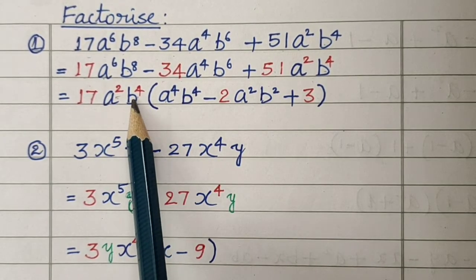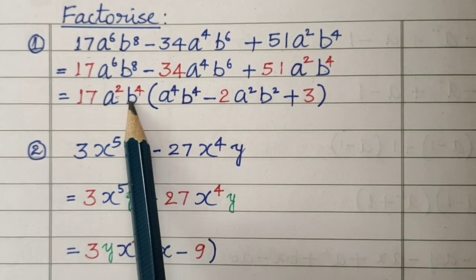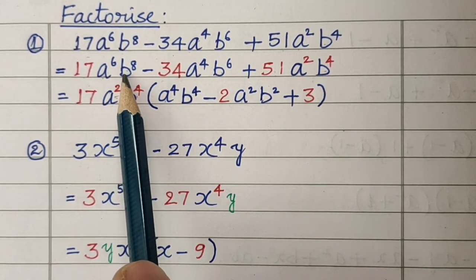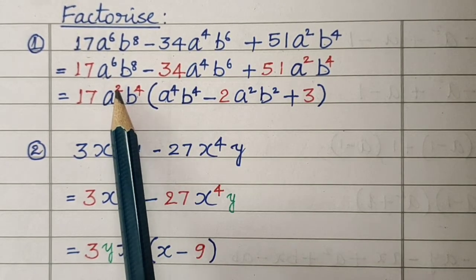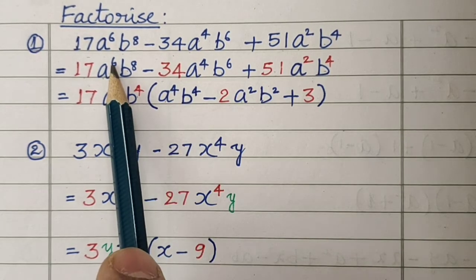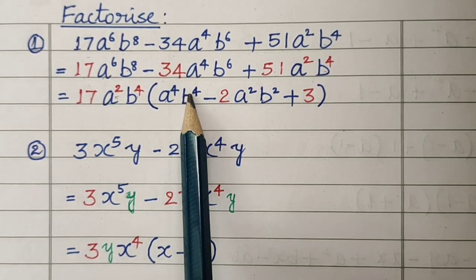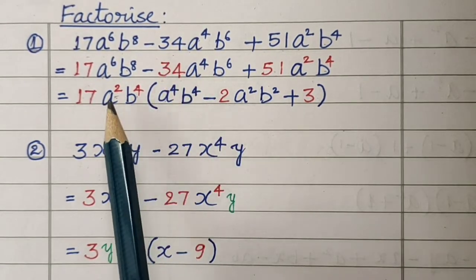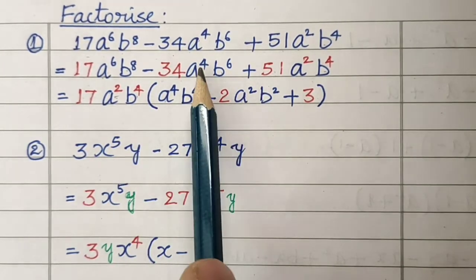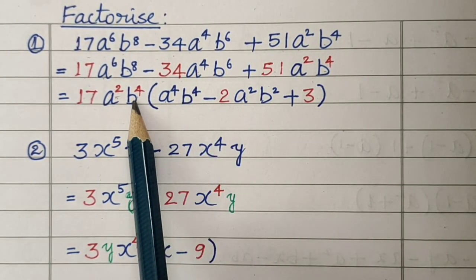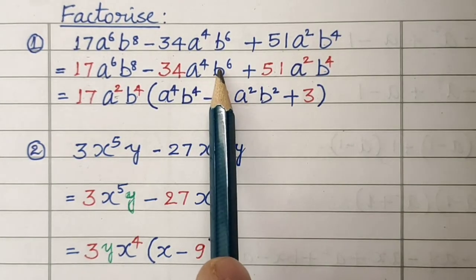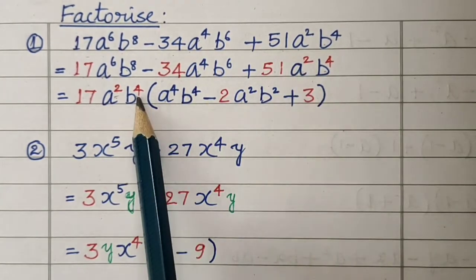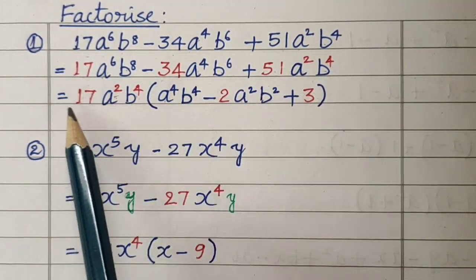a to the power of 2 b to the power of 4 into a to the power of 4 b to the power of 4 will give a to the power of 6 and b to the power of 8. a to the power of 2 into a to the power of 4 gives a to the power of 6. b to the power of 4 into b to the power of 4 gives b to the power of 8. 17 twos are 34. a square into a square gives a to the power of 4. b to the power of 4 into b to the power of 2 is b to the power of 6. 17 threes are 51, a to the power of 2, b to the power of 4. That means whatever we have done is correct.